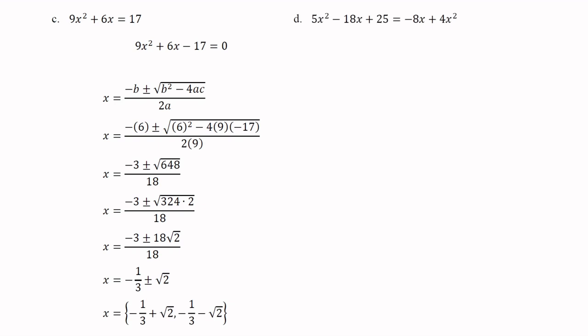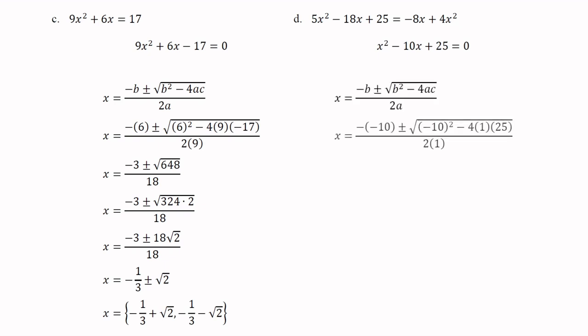For D, we have to first move the negative 8x and the positive 4x squared over to the other side, get our standard form, and then we're going to plug into the quadratic formula. Now when we do that, we're going to end up with the square root of 0. Of course, 10 plus 0 is the same thing as 10 minus 0, so that just leaves us with 10 halves, which is 5. So here we have one solution.